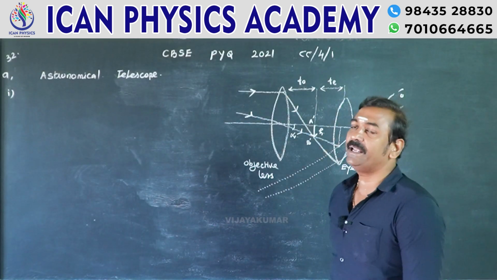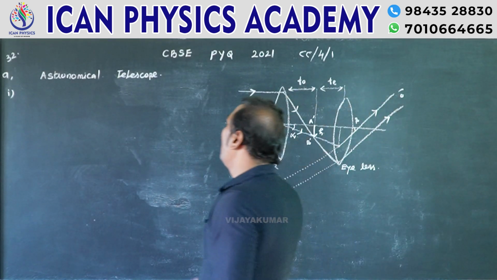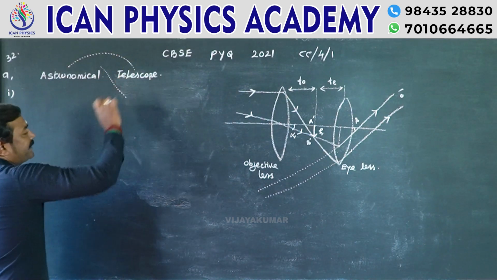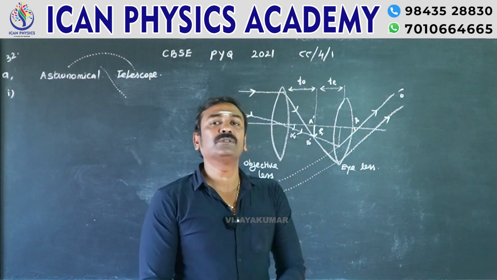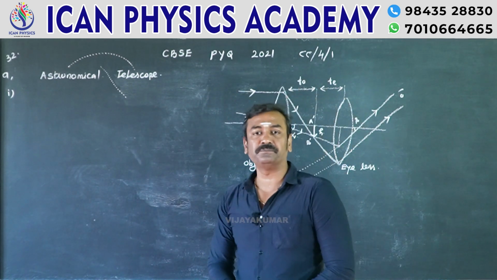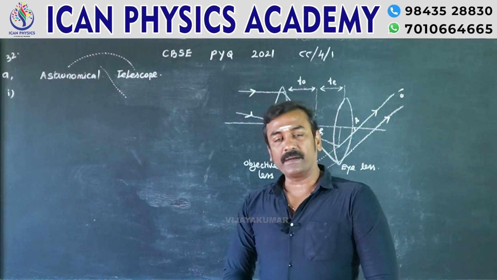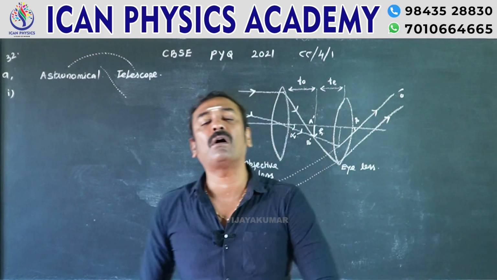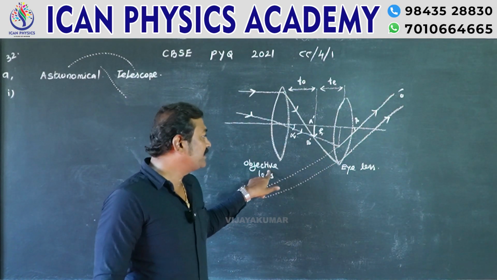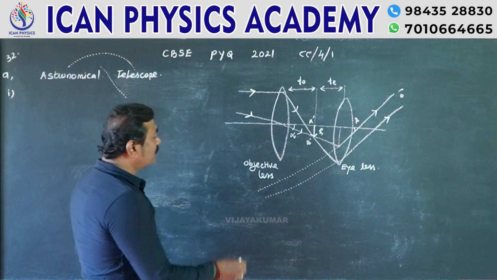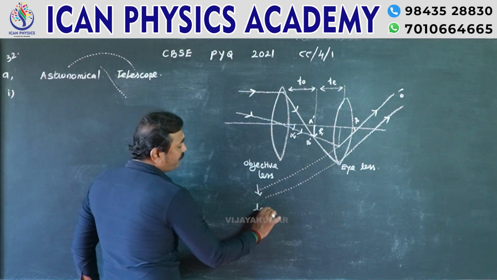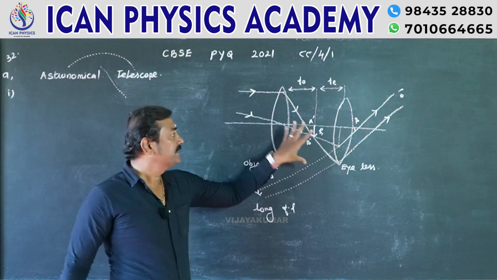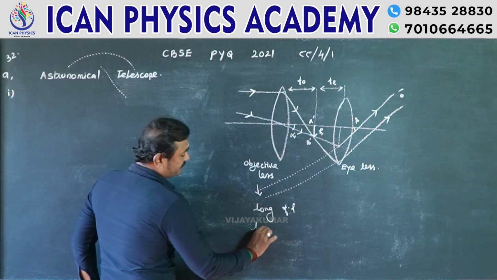Now, question number 32, A1, astronomical telescope. So, what is a telescope? Seeing at a distance. What is an astronomical telescope? The telescope which is used to see astronomical objects like stars, planets, asteroids. The astronomical telescope consists of two convex lenses: one is the objective lens and another one is the eye lens. The objective lens has a long focal length and, to compare the lenses, it has a larger aperture.